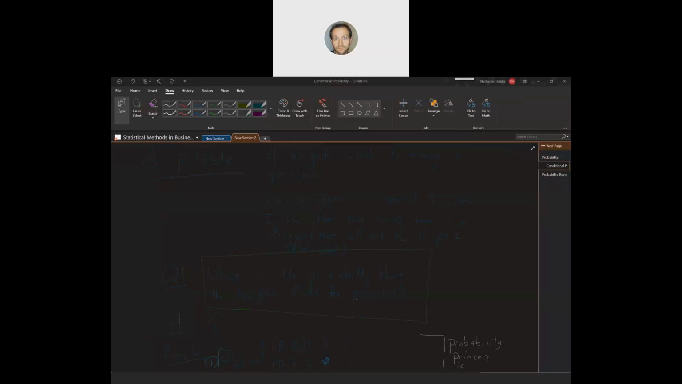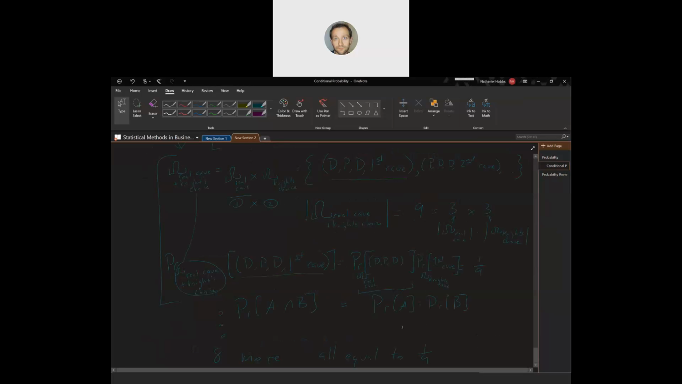But right now, we are trying to figure out how to get this 1/3 from this question. What is the probability that the knight finds the princess? In order to do that, we need a probability space to work in. That's this one here that's on the screen.